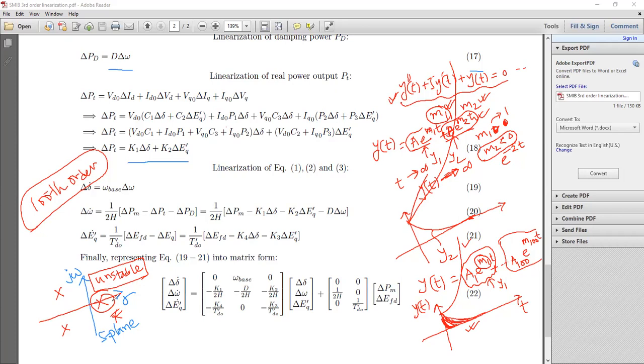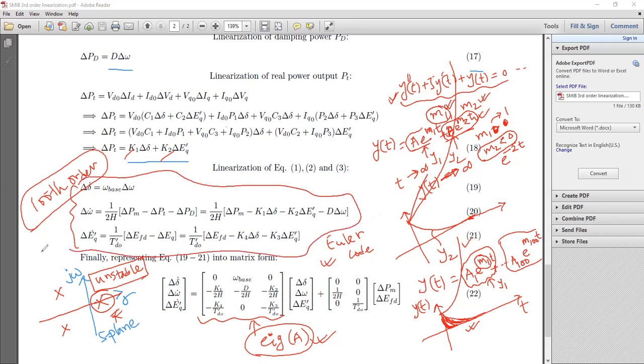In the next class, we will try to code it in MATLAB and find the eigenvalues of A. We'll calculate all these coefficients K1 up to K6 in MATLAB, and see how to go on with the calculation of eigenvalues. Then we will apply the Euler code that we used for the nonlinear system simulation to these three equations, and find the time domain response. So we'll see both ways: with respect to eigenvalues in the frequency domain, and in the time domain with the help of the Euler code.